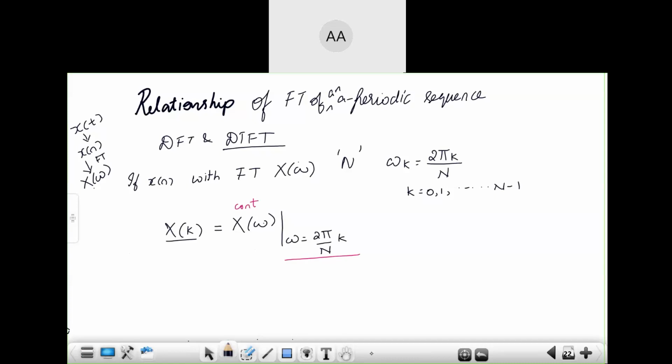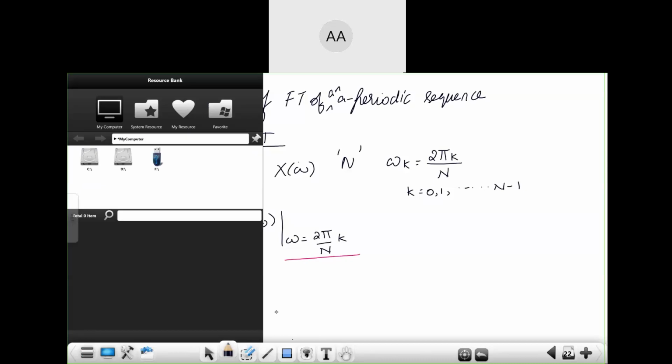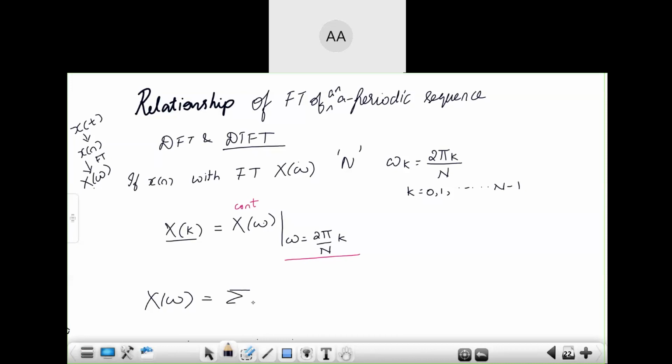You should also mention k equal to 0 to n minus 1. Then what exactly is your x of omega? If you have to do the sampling, you need to know this, right? This is nothing but a simple Fourier transform. You take an infinitely long signal, summation from minus infinity to infinity of x of n e power minus j omega n. This is your continuous frequency domain signal, or your Fourier transform.